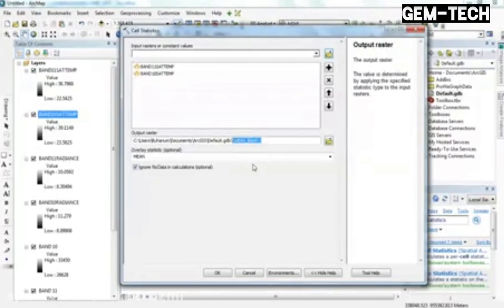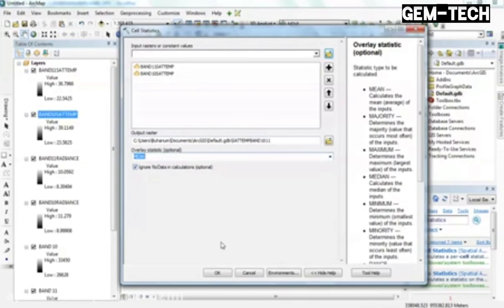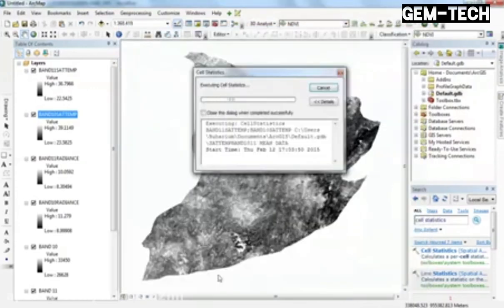I'm going to rename it to satellite temp band 10, 11. And there are several overlay statistics here. I'm going to stick with the mean because I want to get the average, and I'm just going to OK that.